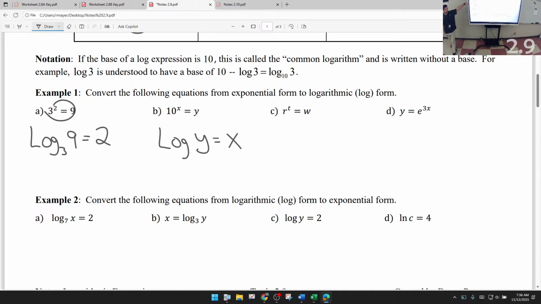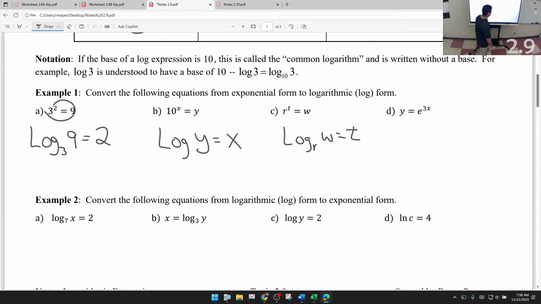Yes? So you just assume that a log without a base number is just base 10? You don't assume, it is. You don't have to assume, it is. Yep, anytime they don't write a base number, it's a 10 there. Log base r of w equals t.